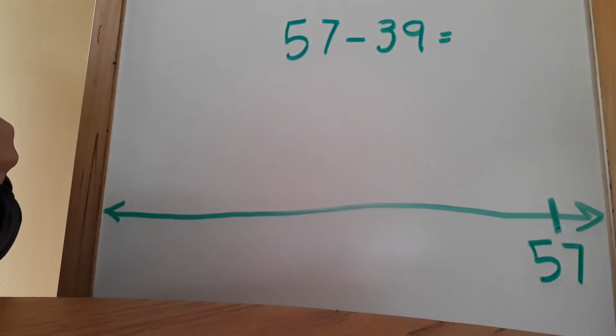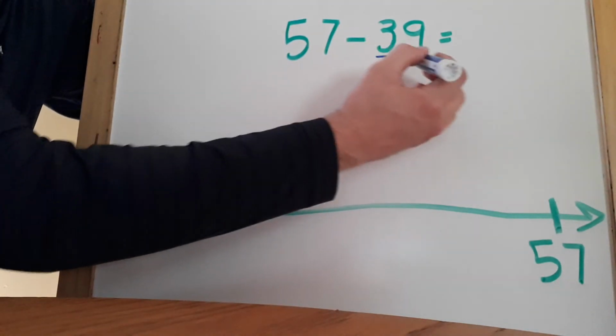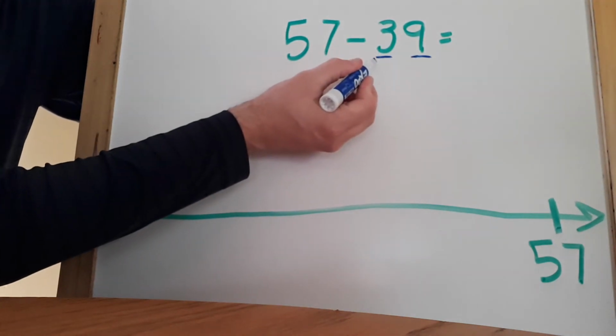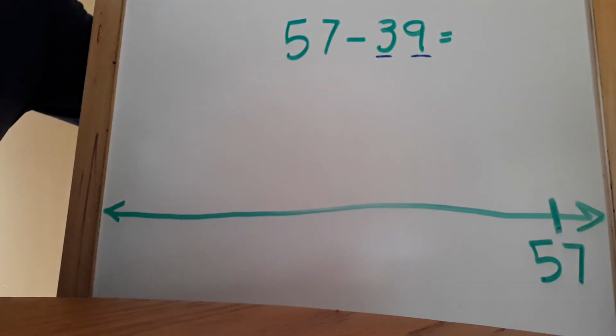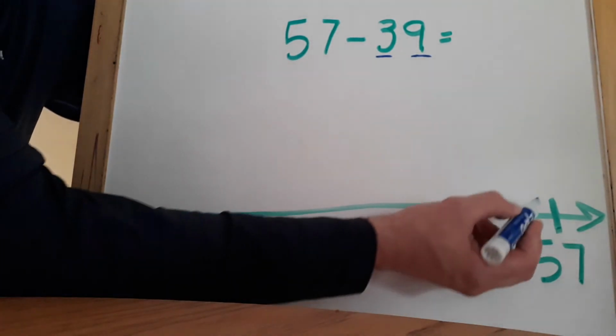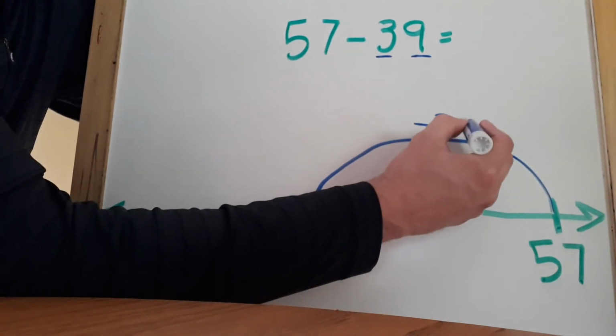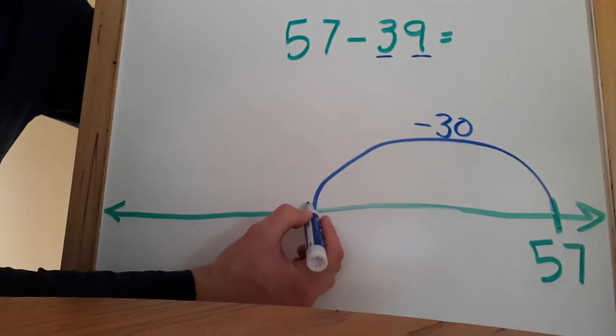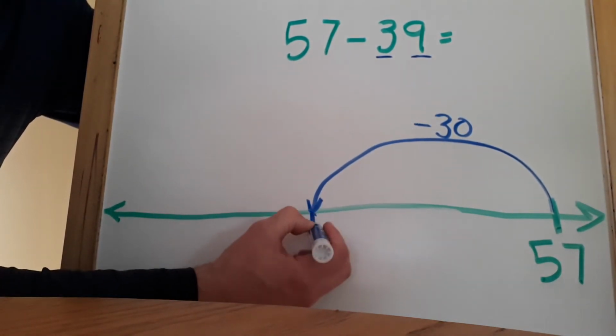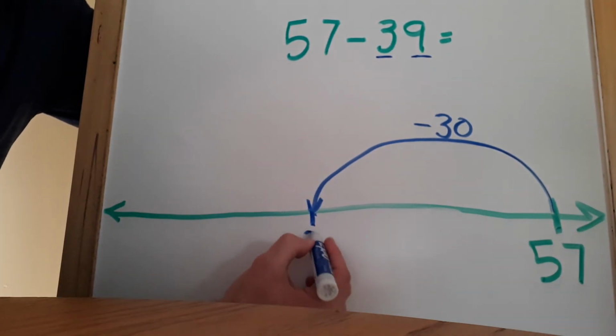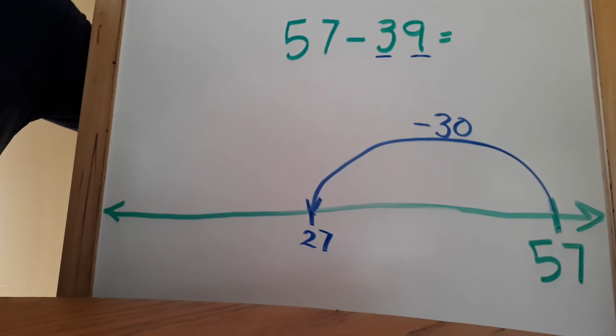57. All right. When I jump back, I'm going to jump back by 3 tens or 30 and then my 9. Well, from lots of practice, I know that 50 subtract 30 would be 20. So 57 subtract 30 would be 27. So I'm going to make a big jump of subtract 30 or minus 30. Put my arrow to show my direction, put my tick mark, and I write nice and neat 27.